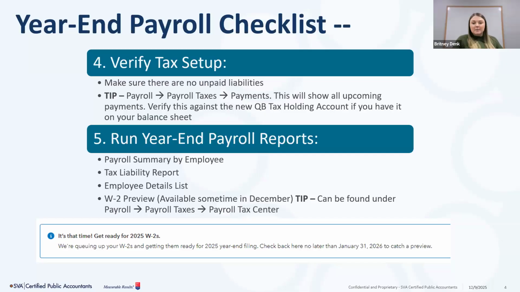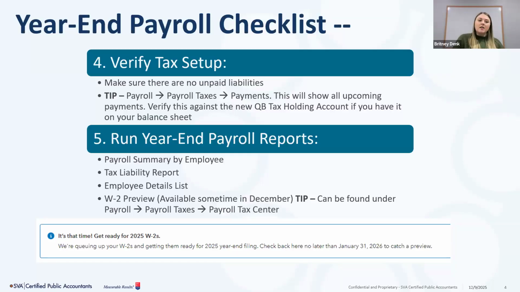So I have a helpful tip on here. The best way to search for this information in QuickBooks is if you're in the payroll center in QuickBooks, go to your payroll taxes and then go to your payments. So it's going to show you all the payments that are scheduled and that are coming up.